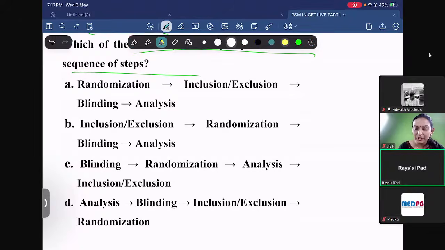So every time in a randomization, in an RCT, you start with selecting the participants. For that, you need inclusion criteria and exclusion criteria. So here you start with inclusion, exclusion, right? Then what do you do? Inclusion, exclusion is kind of screening. You have to select your eligible participants.